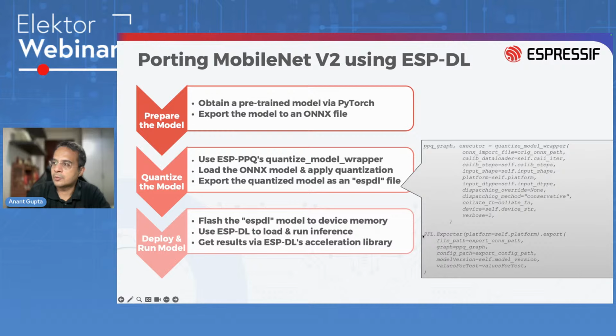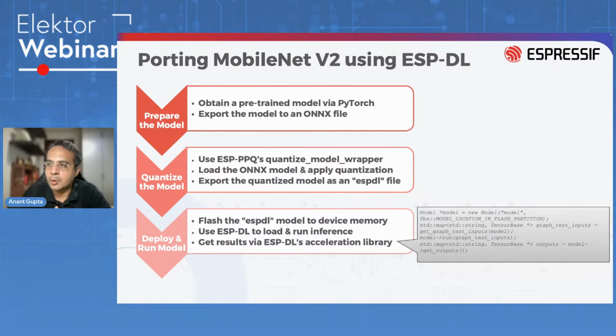For that, you have to use the exporter API, the PFL exporter, and this will do the export to the ESP-DL file. Once you have the exported model in the ESP-DL format, you will flash the ESP-DL model to the device memory. This is standard. And then we use ESP-DL to load and run the inferences, which can be done using the model run and the get outputs.